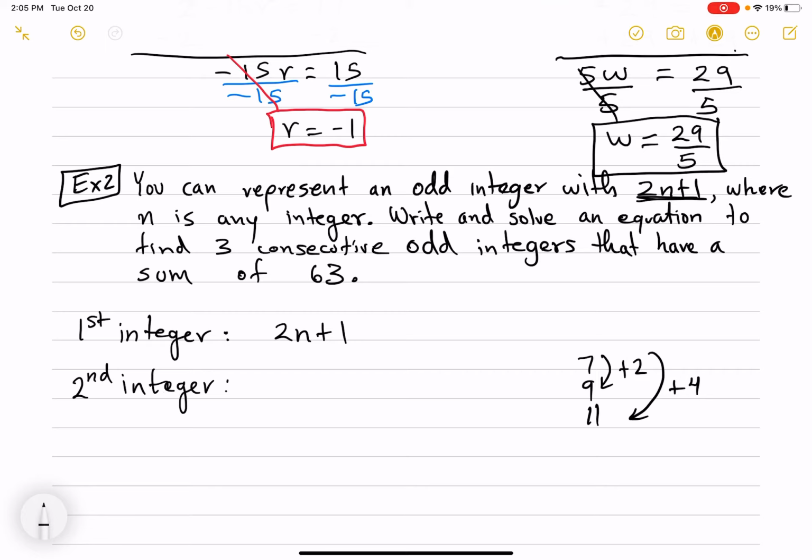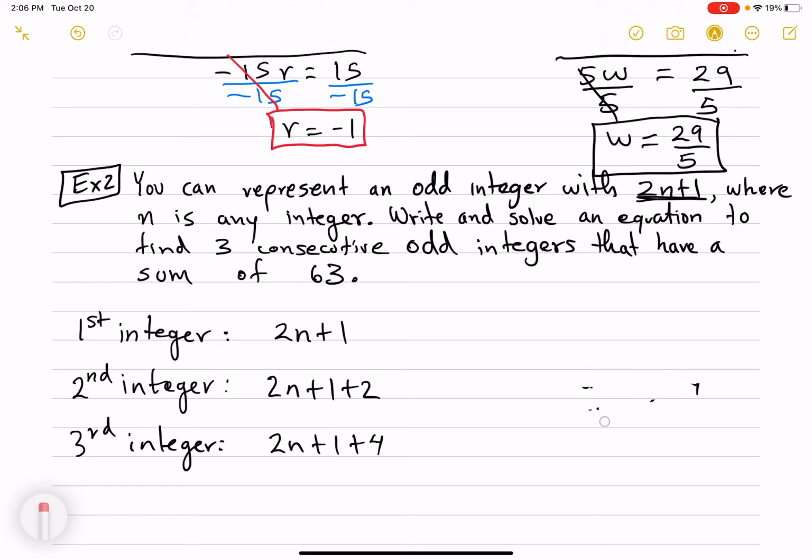So if this is our first integer, 2n plus 1, then the second integer would be 2n plus 1 plus 2. And then the third integer would be 2n plus 1 plus 4, or 2n plus 1 plus 2 plus 2. Well, let me erase this. If you want to simplify, before we put it into an equation, this really becomes 2n plus 3, and this becomes 2n plus 5. And so these are our 3 integers.